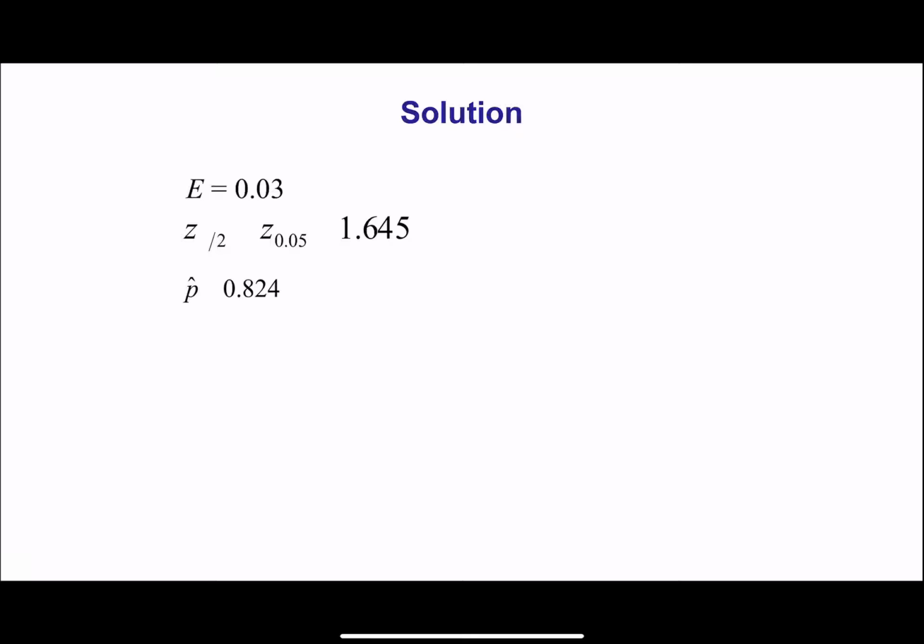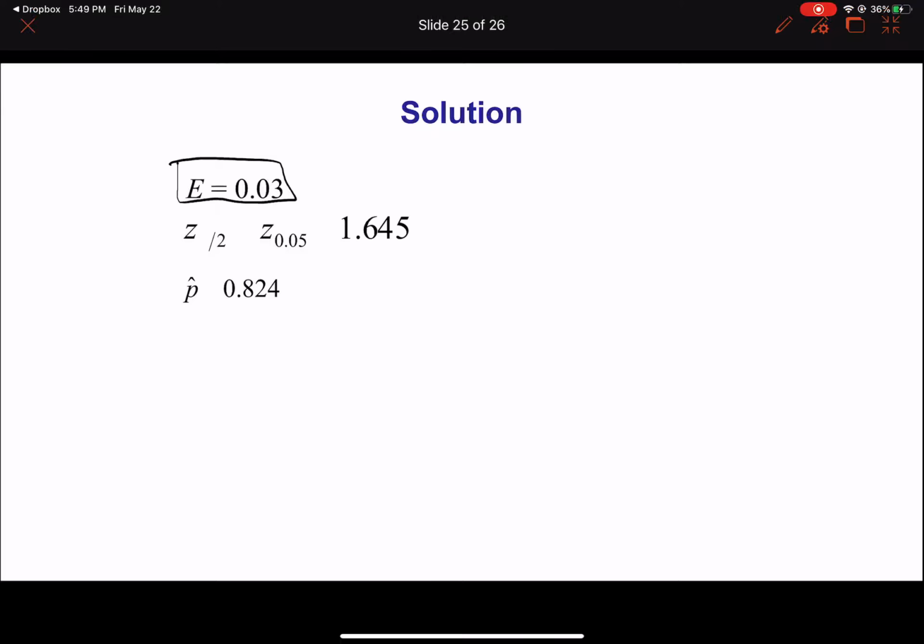Okay, once again, we've got problems. So my margin of error is 0.03 because it said 3 percentage points away.